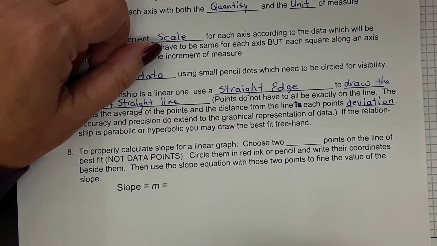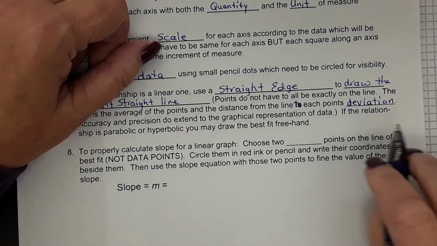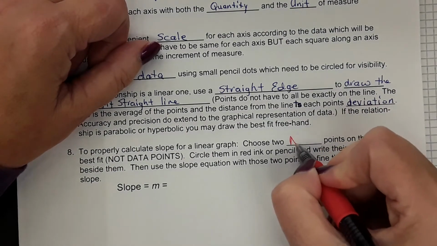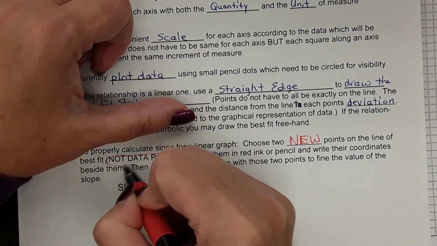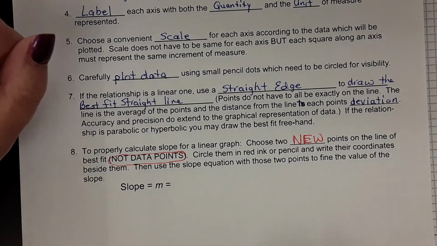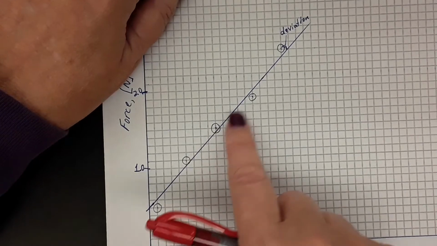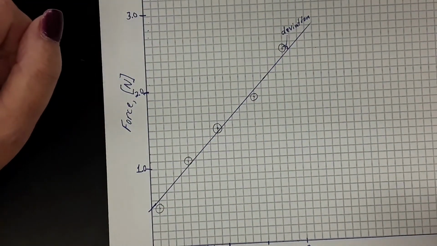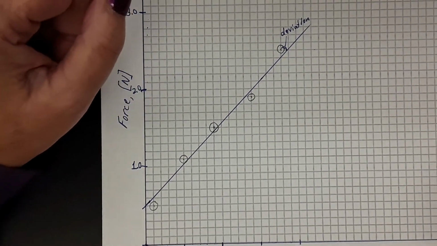And this is where most people fail, because they don't pay attention to what I'm saying. Whenever you're going to find a slope of the line, you must choose 2 new points on the line of best fit, not data points. We never, never, never use data points to find the slope. Why? Because they have error involved. So we're going to choose 2 new points on the line, okay?